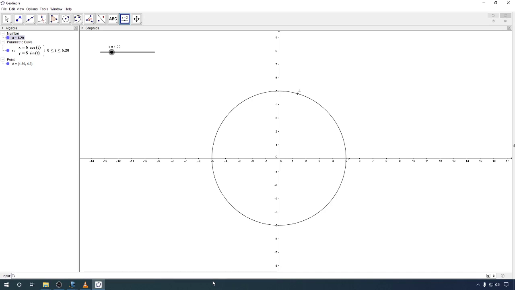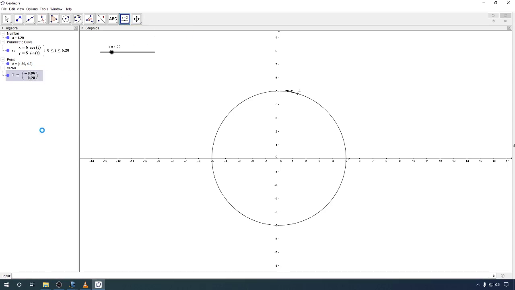My formula for T, my unit tangent vector at the point A, is going to start at the point A and then finish at that point plus the formula that we had for T. Our formula for T was negative sine of little t, which in this case is going to be a. So negative sine of a, and then cosine of a.